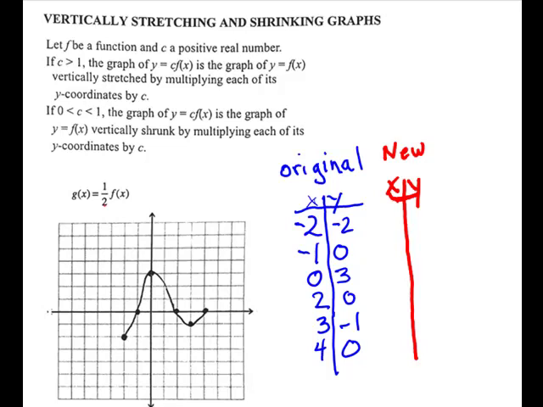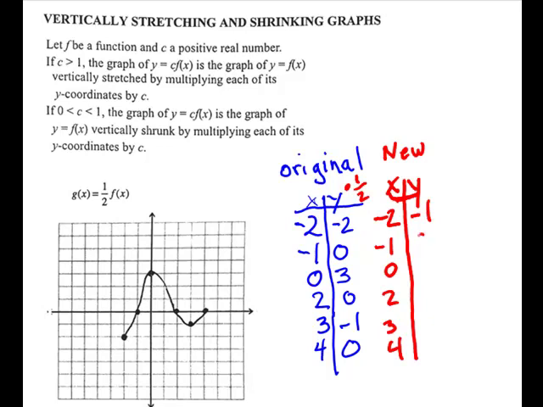We have the same graph here for our original, and we're going to multiply it by a half. Notice the half is on the outside. That is a y movement. So we're going to multiply each of our y's on the table by a half. The x's will stay the same. So negative 2 times a half will be negative 1. And you can write your fractions or do them on your calculator.